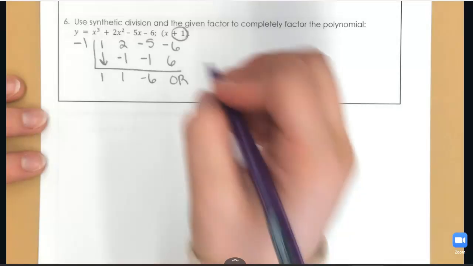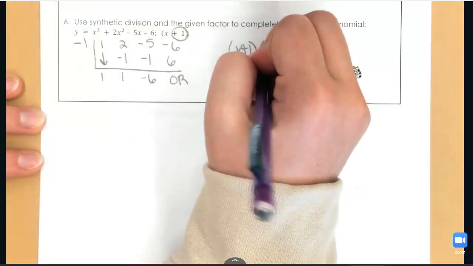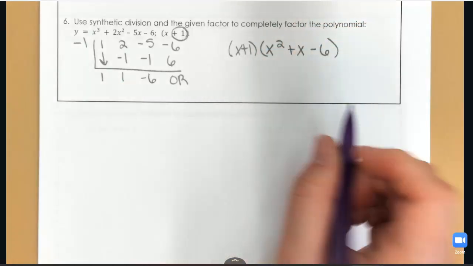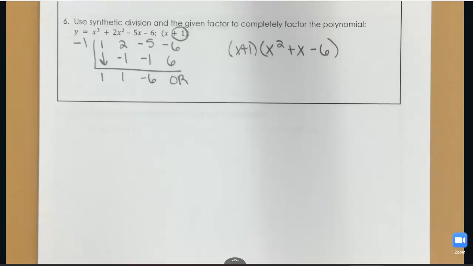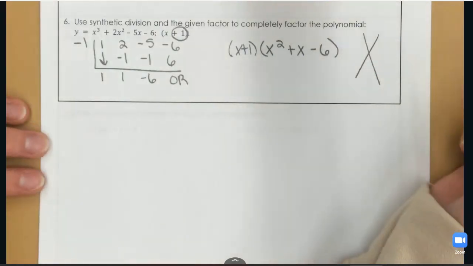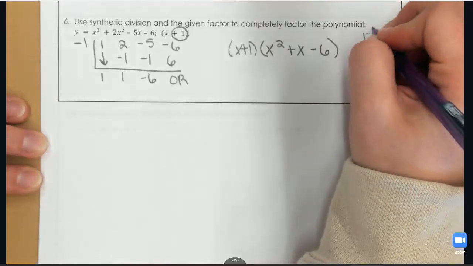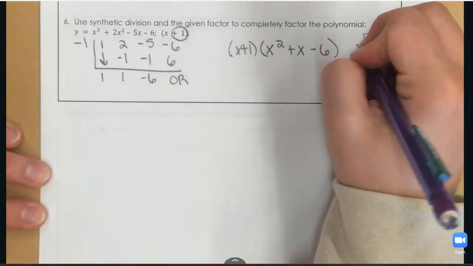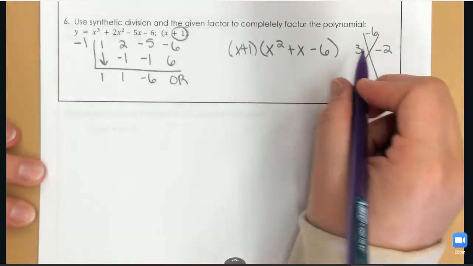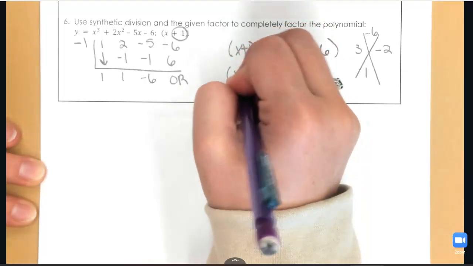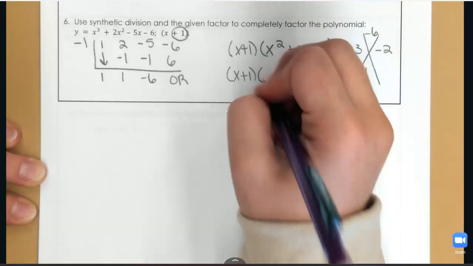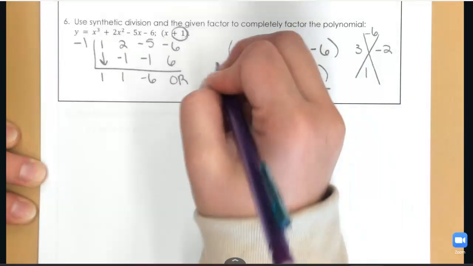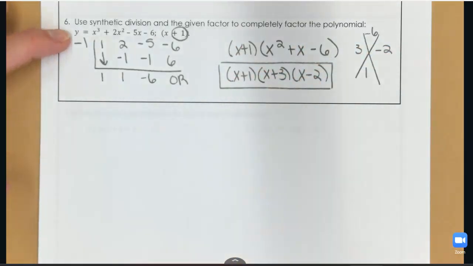So I have no remainder, which means when I factored out x plus 1, what I had left over was x squared plus x minus 6. This is now a trinomial that I can use my x method to finish factoring. So a times c here will be negative 6. b is 1. Numbers that multiply to negative 6 and add to 1 are 3 and negative 2. Because a is 1, I don't have to worry about dividing these. So I have x plus 1, and then that trinomial factors into x plus 3 times x minus 2. So now we have completely factored that original polynomial.